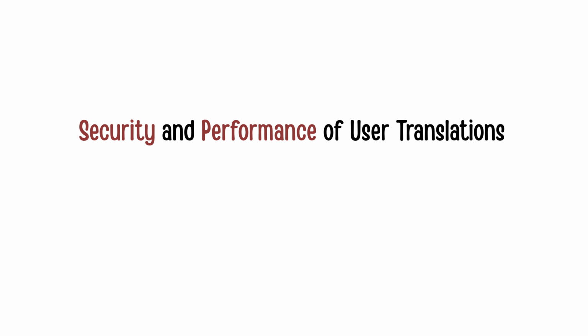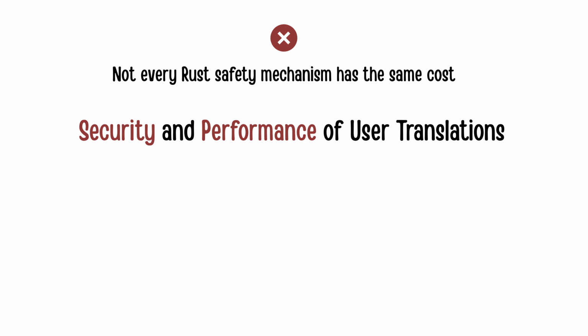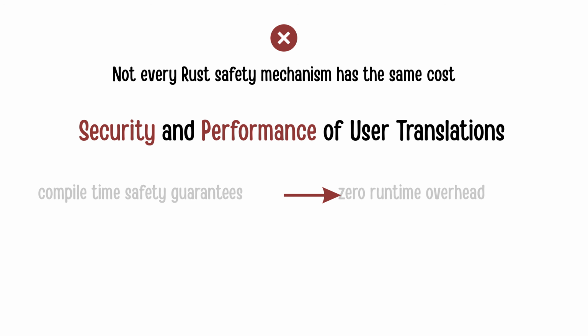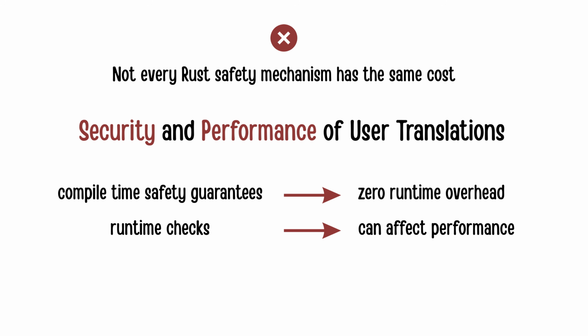One of the biggest reasons developers consider moving from C to Rust is the possibility of getting strong memory safety without giving up the performance advantages of systems programming. But there's an important distinction here. Not every Rust safety mechanism has the same cost. Some safety guarantees are enforced completely at compile time, meaning they introduce essentially zero runtime overhead. Others require runtime checks, which can affect performance.